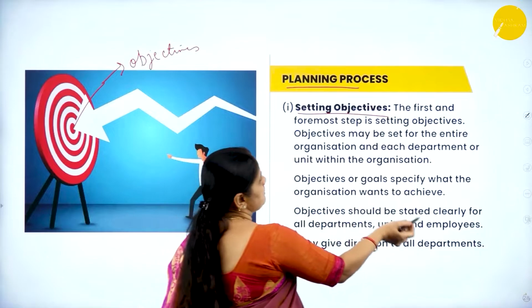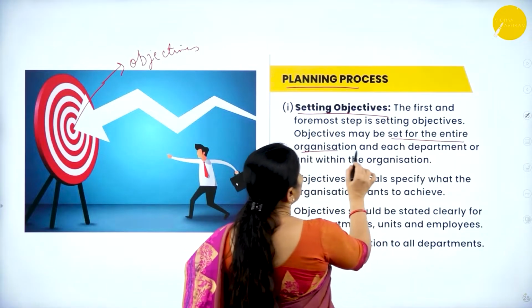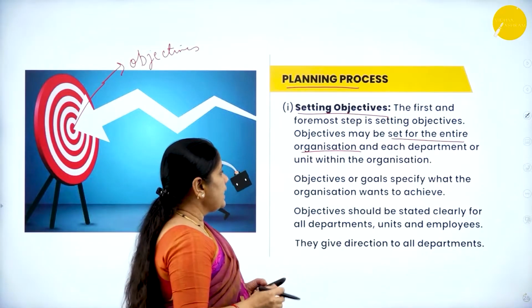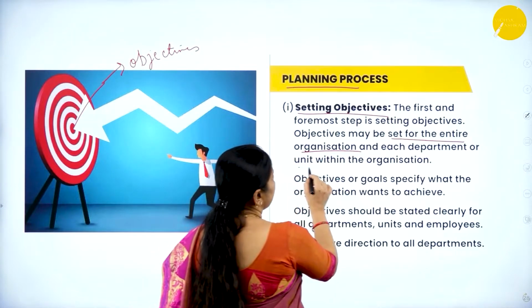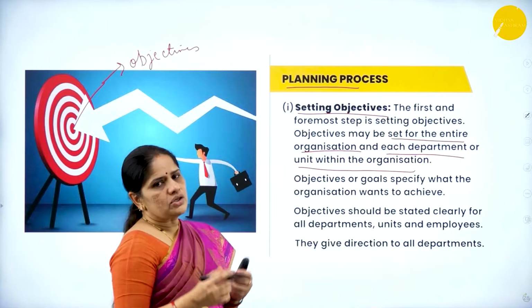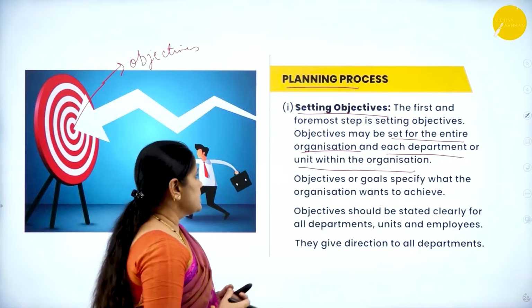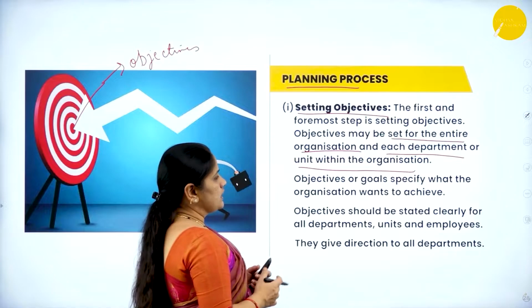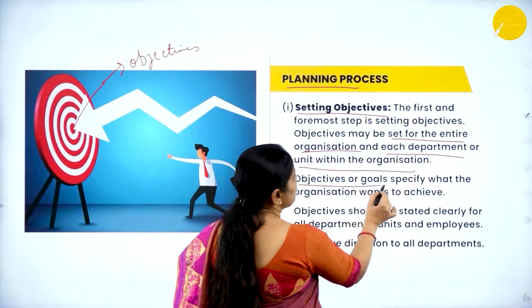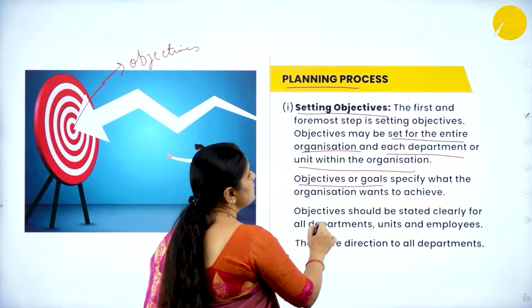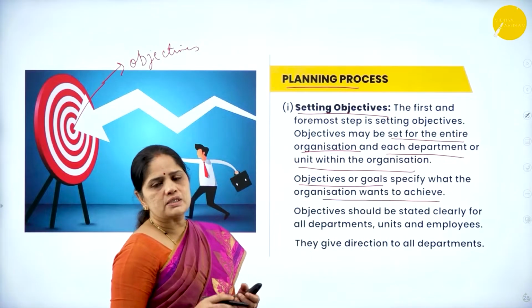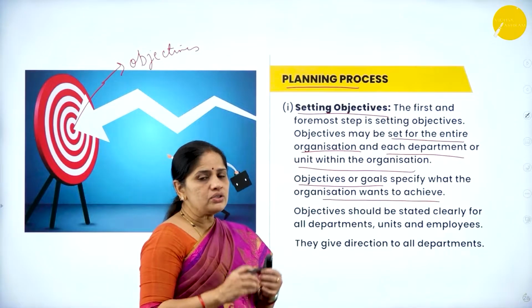Now, the objectives may be set for the entire organization. So, you can set the objective for the entire organization and each department or unit within the organization. So, that depends on the planner. So, either you plan for the entire organization or you set up objectives for each department. So, let us look into what are objectives. Objectives or goals specify what the organization wants to achieve.